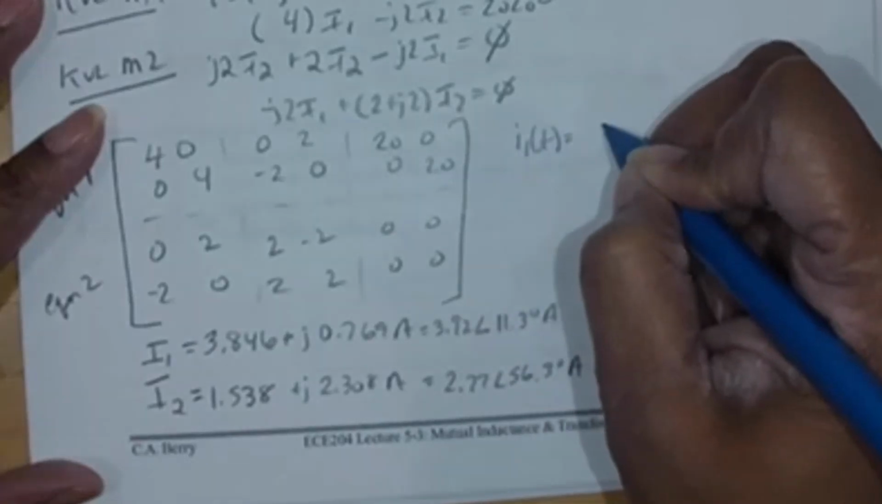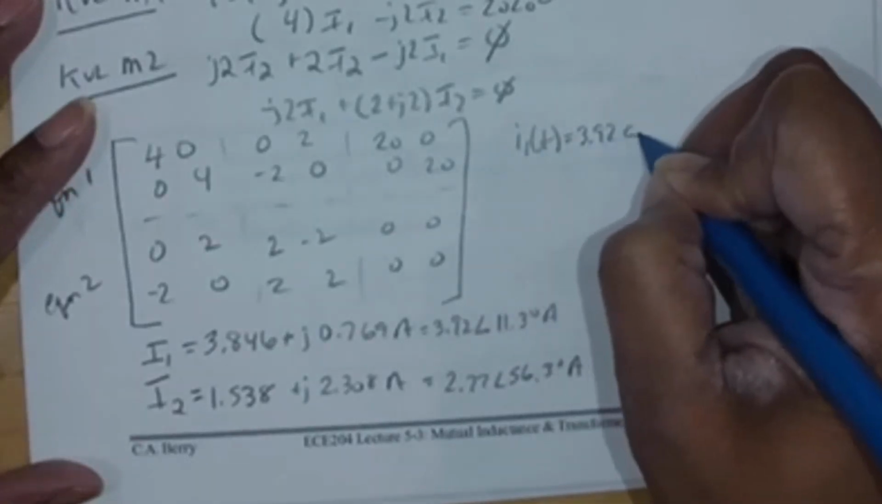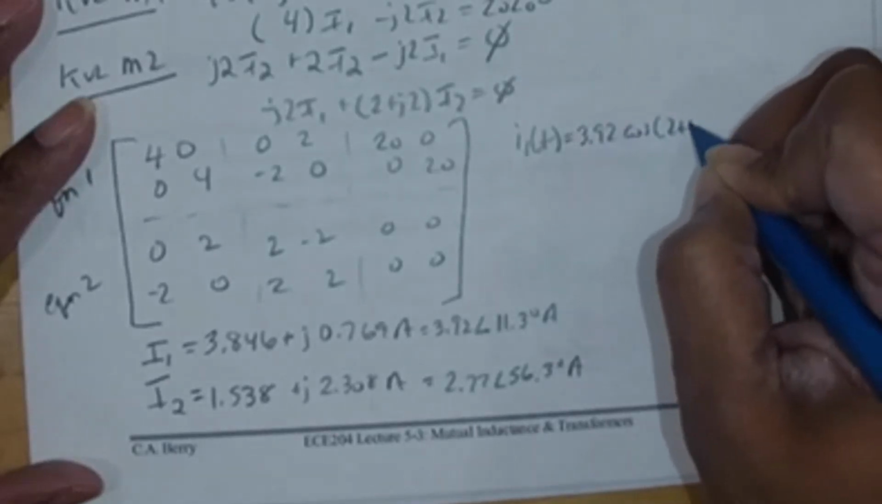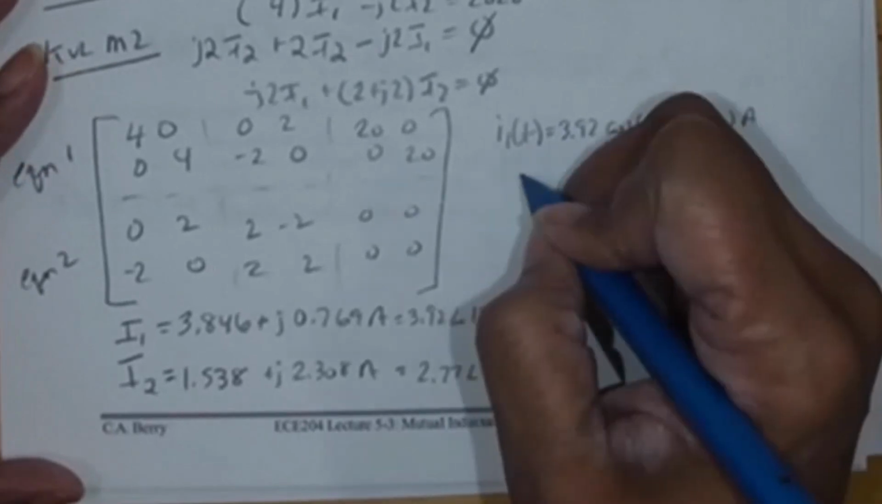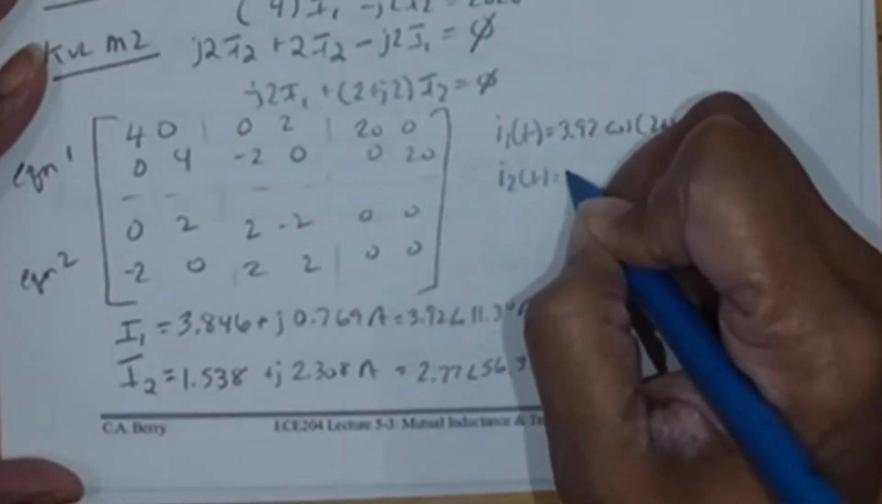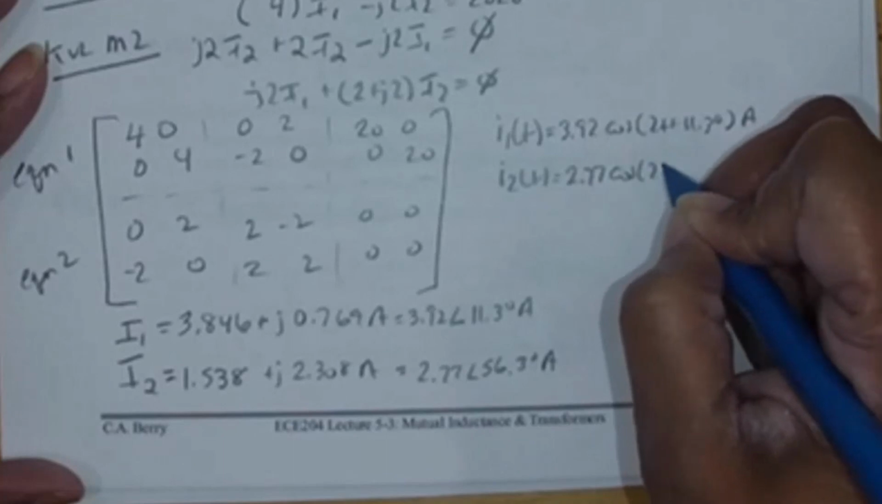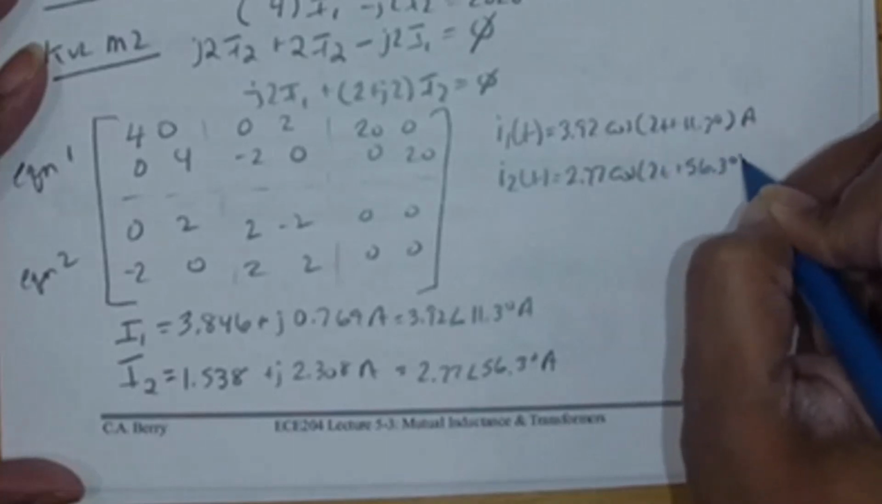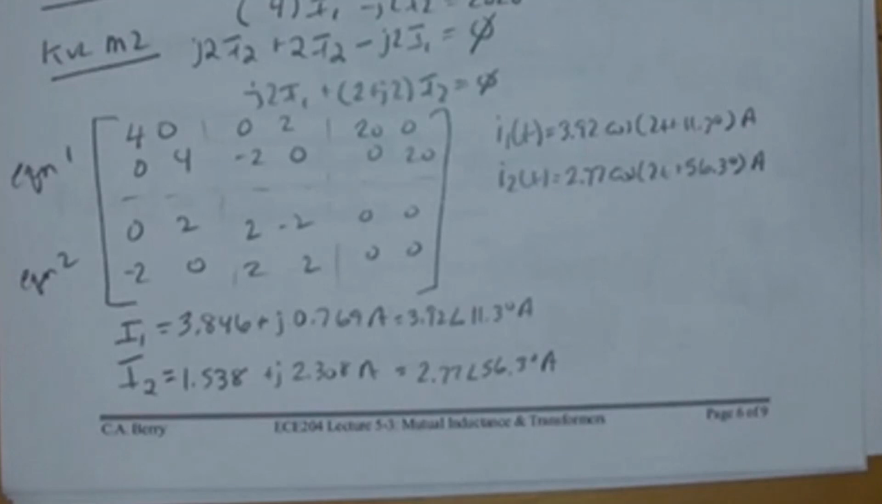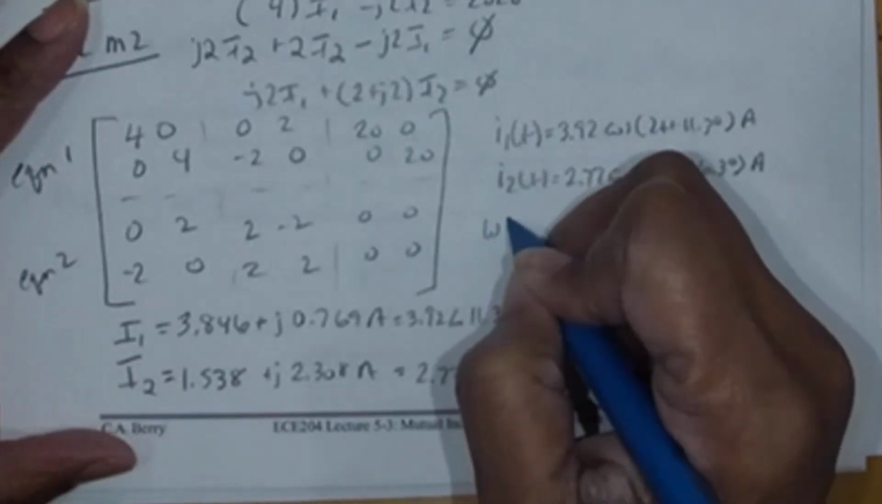I1 of t would be equal to 3.92 cosine 2t plus 11.3 degrees, and the units are amps. I2 of t would be equal to 2.77 cosine of 2t plus 56.3 degrees, and the units are amps. And so the question says, what is the energy at t equal 1.5 seconds?